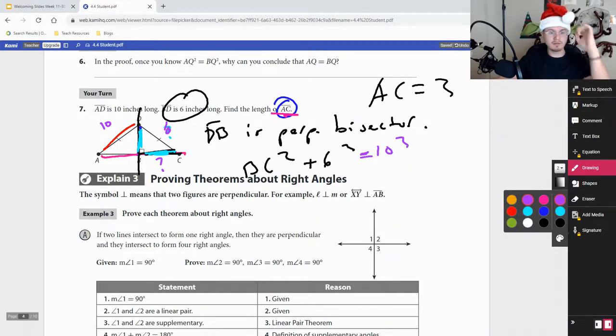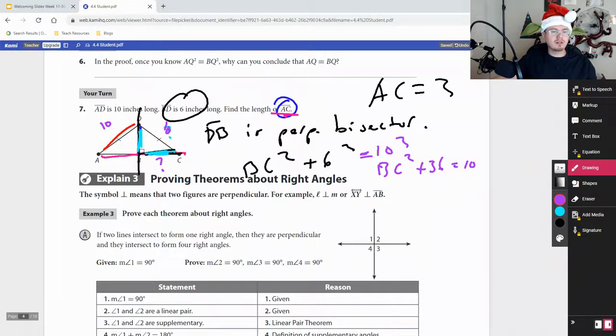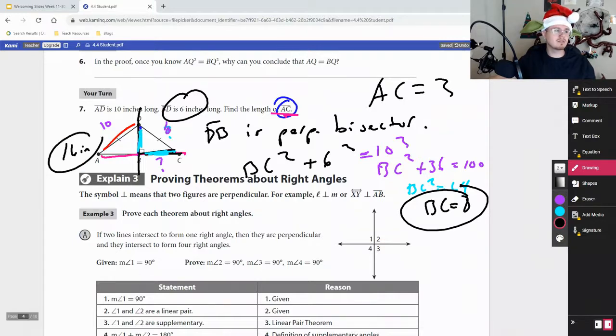Gotta be careful. Do the math, we get BC squared plus 36 equals 100. Subtract 36 on both sides, you get 64. BC squared equals 64. Take the square root and you get BC equals 8. Therefore, AC has to be 16 inches. So that's the answer for 7.